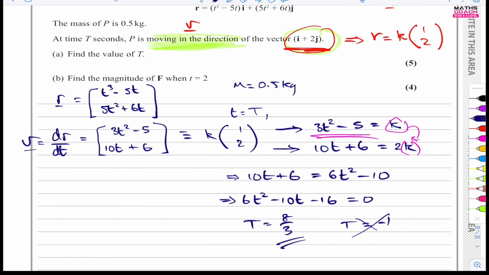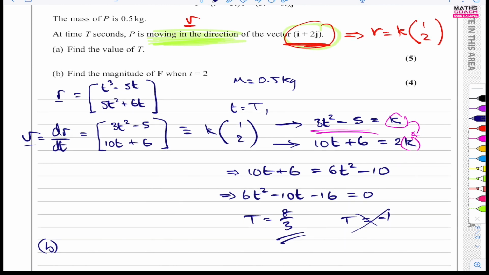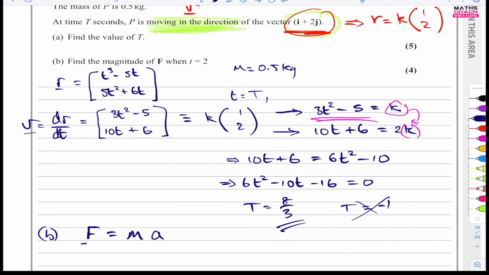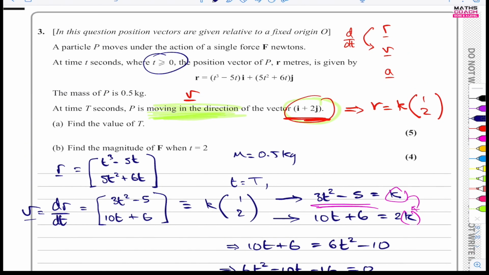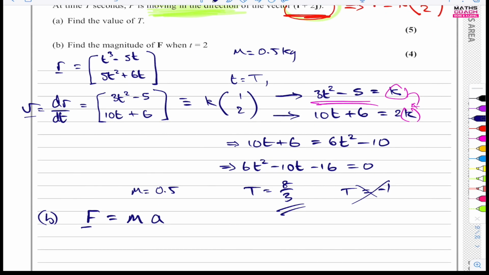Find the magnitude of F, the force, when t equals 2. So what is F equal to? Force equals mass times acceleration. So the vector force equals mass. What was the mass given as? Was it 0.5? Yeah. And acceleration.